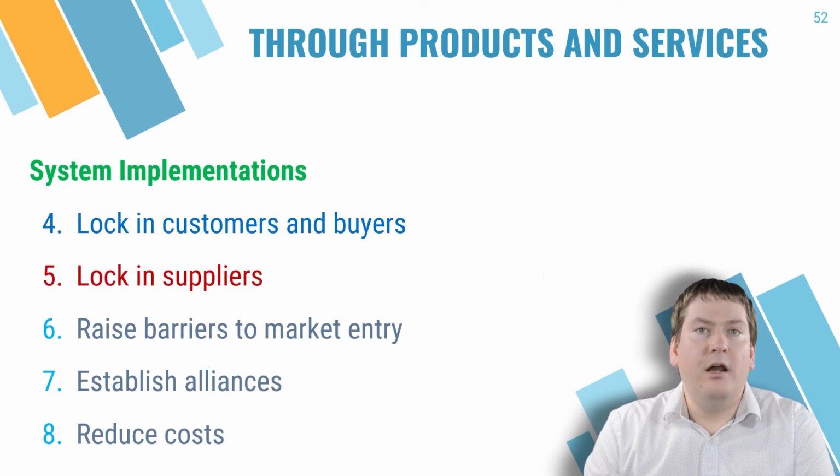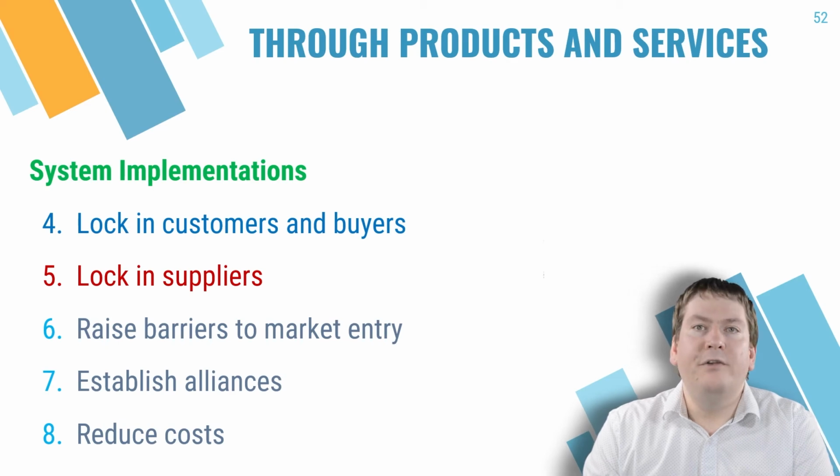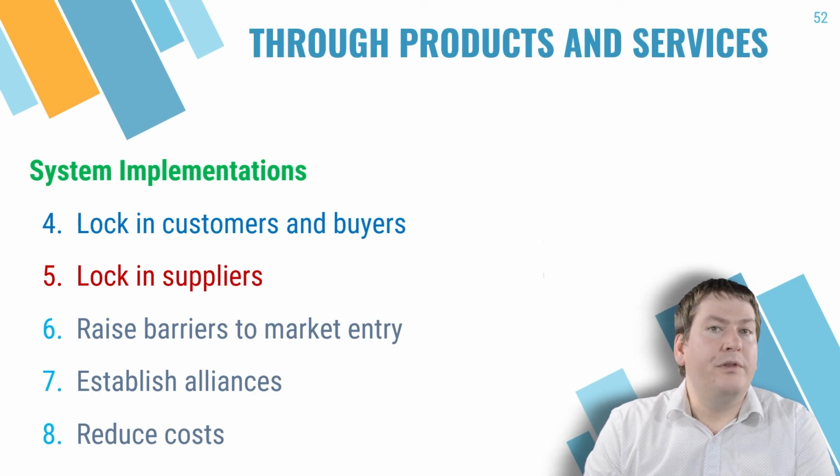Number 5 is lock-in suppliers. This is the same idea, but instead of your customers you're locking in your suppliers. For example, if you're the only company a supplier creates a raw product for, you have significant leverage over the supplier, as they would have a hard time replacing you. Or alternatively, it could simply be about making it easy to work with you over other businesses.